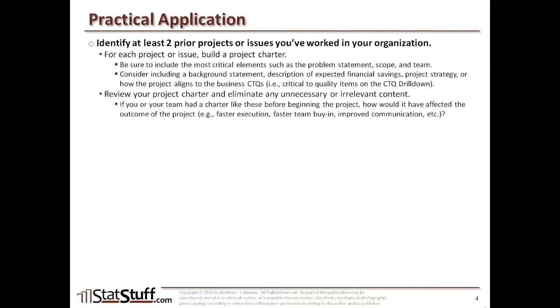For example, if you or your team had a charter like this before the project, then consider how it would have affected the outcome of that particular project. For example, if you didn't have a charter like this, but you created something like this for that project, do you think you could have gotten some faster execution from folks in performing the results of the project and implementing the solutions? Or do you think you could have gotten faster buy-in from the team or faster sponsorship? Could it have helped improve the communication within your team or to other groups that are affected by the project? Those are the kind of benefits you might expect from a project charter.